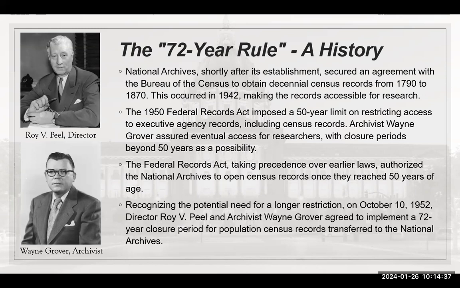confidentiality measures, on October 10th, 1952, Director Roy V. Peel and archivist Wayne Grover agreed to implement a 72-year closure period for population census records transferred to the National Archives. And the simple reason it's 72 years is because the 1870 census was released in 1942.